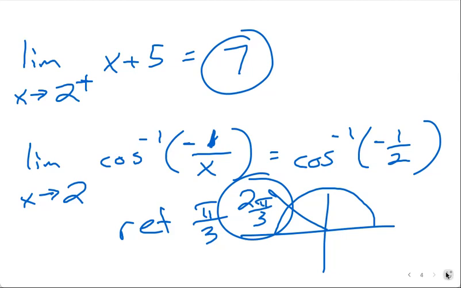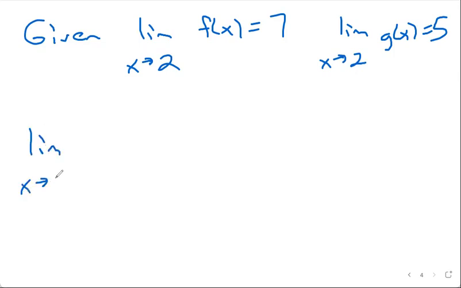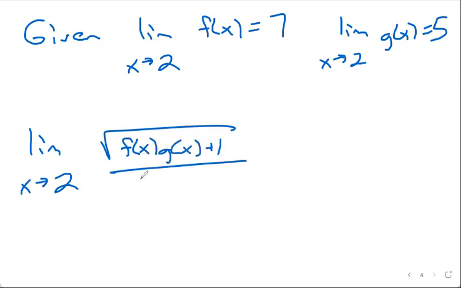Or to bring it up another notch here, let's say they said given the limit as x approaches 2 of f of x is equal to 7, and the limit as x approaches 2 of g of x is equal to 5. Find the limit as x approaches 2 of the square root of f of x times g of x plus 1, over f of x minus 5.